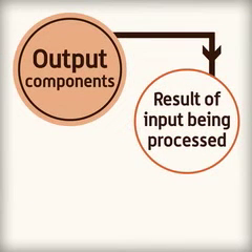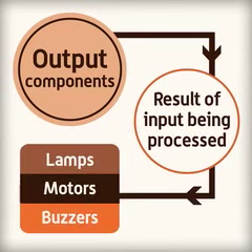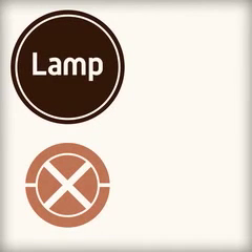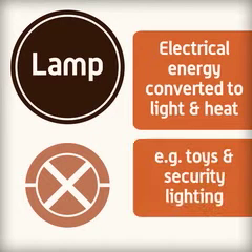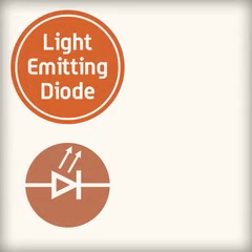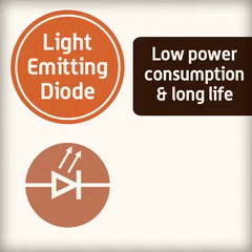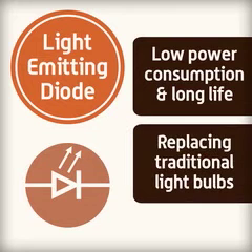Output devices are the result of the input being processed and include lamps, motors, and buzzers. A lamp is switched on when electrical energy is turned into light and heat, as in toys and security lighting. A light-emitting diode, or LED, can also convert electrical energy into light, and because of their low power consumption and long life, they are replacing traditional bulbs in many circuits.